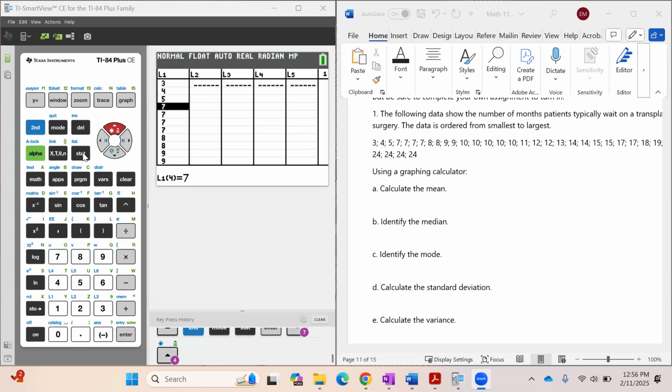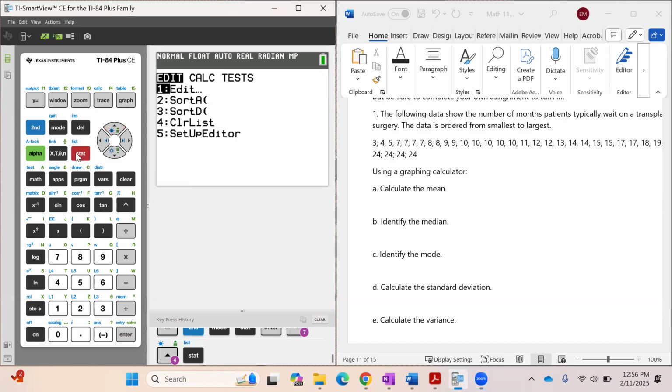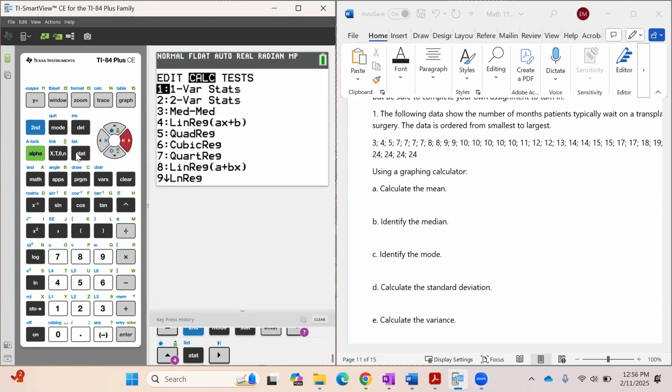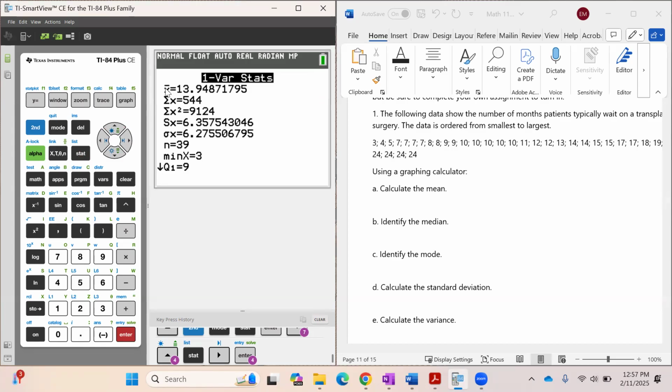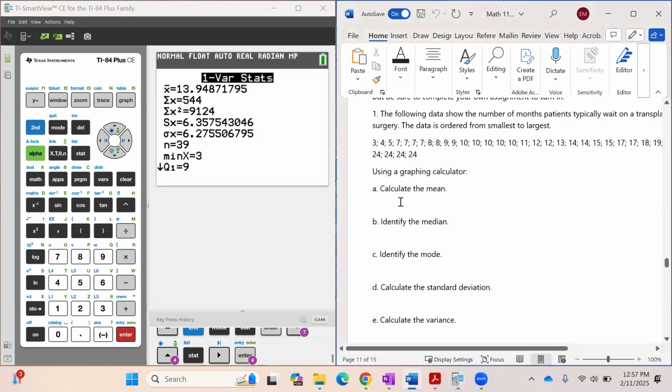So what you want to do is go to Stat, go to Calc, and then click on one bar stats, the first option. Make sure it's the right list. Frequency list is 0, and then go ahead and hit Calculate. So here's where our mean is going to show up. The first entry is X bar. That's our mean. So our X bar is 13.948 dot dot dot. So let's go ahead and write that out.